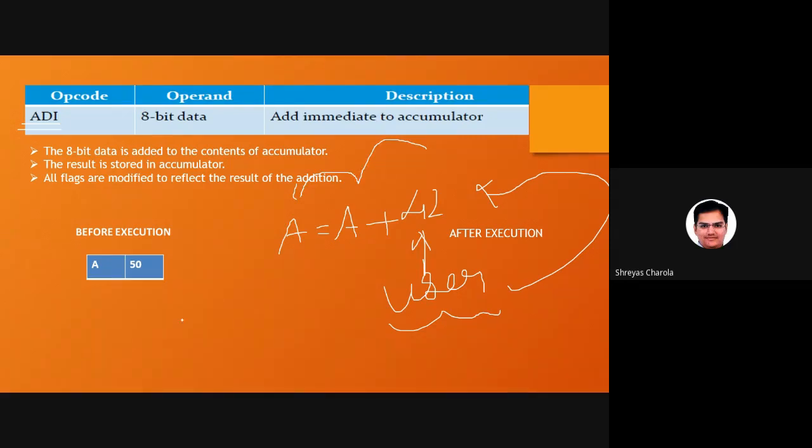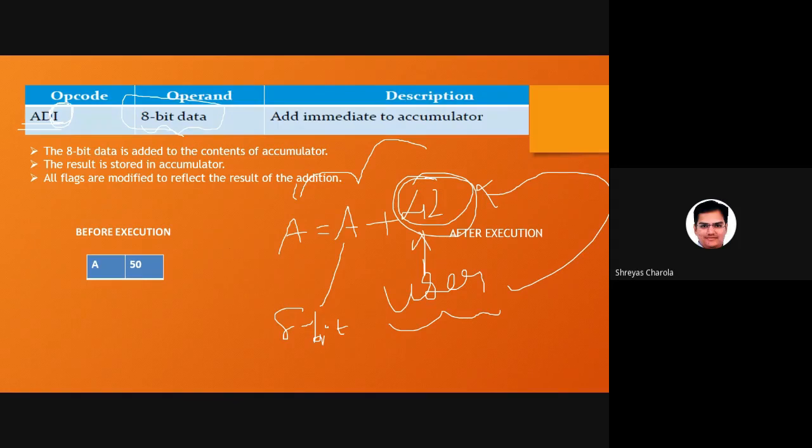Now, till now what we are doing? We are doing the addition of register or the memory content. But here it's a user defined content, that is an immediate data. So that's why it's written as ADI. I stands for immediate data. How many bits should the immediate data be? 8 bit, because your accumulator is of 8 bit. That is the reason why it's 8 bit.